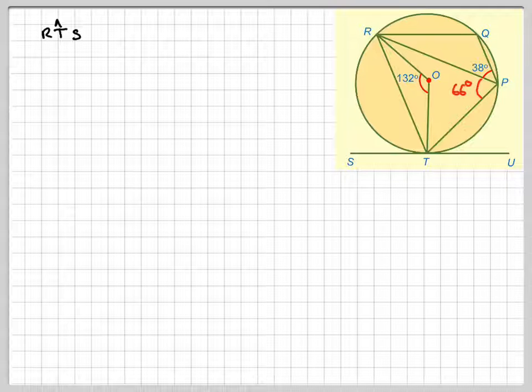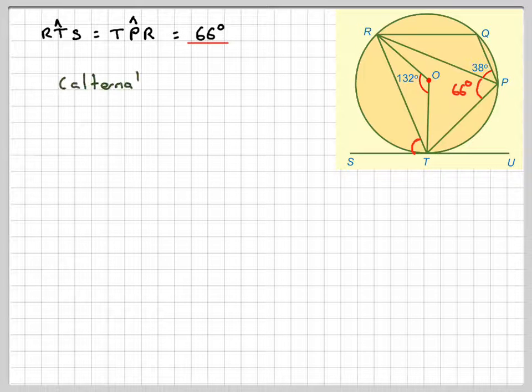It's this one here. Well, this angle here and this angle here are the same. Okay, so our RTS is equal to angle TPR, this angle here. So this angle here is also 66. The reason being it's called the angles in the alternate segment theorem. Okay, so here we have our segment. This is the alternate segment.